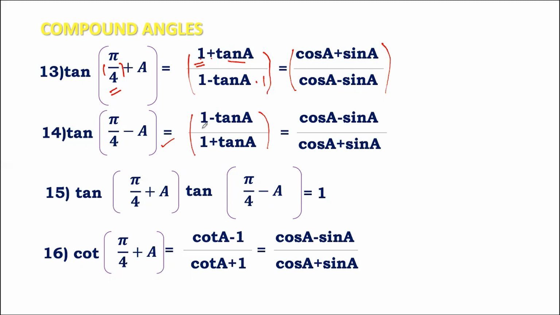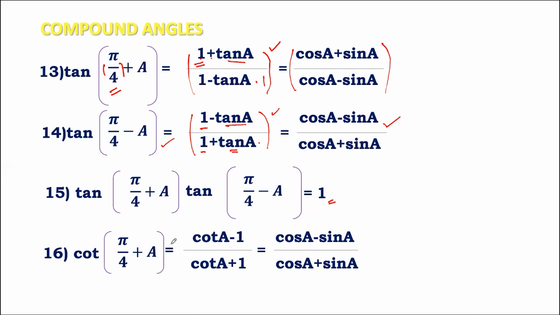Similarly, tan(45° − A) is (tan 45 − tan A) upon (1 + tan 45 · tan A). Tan 45 is 1, so we get (1 − tan A) upon (1 + tan A), and we can convert this too. Obviously, these two are reciprocals of each other. So tan(45° + A) into tan(45° − A), everything will be cancelled out, and you are getting the value 1.